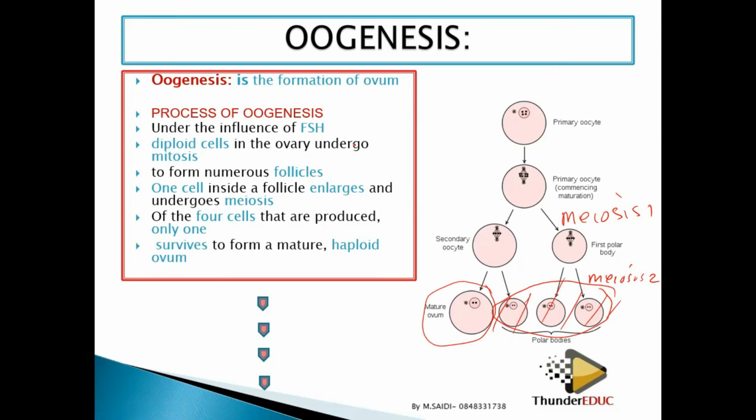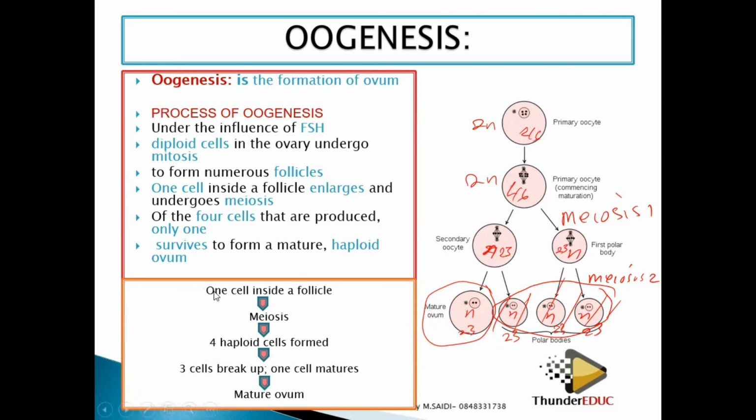It means that now, this is 2N, and this is still 2N because meiosis has not taken place. Since meiosis 1 has taken place, this one is going to be 1N, and this one is going to be 1N. This is 1N, 1N, 1N, 1N. But only one will develop. So this is the one which is going to form a mature ovum. So if this is 46, this is going to be 46, then 23, 23, 23, 23. So basically, that's the meaning.